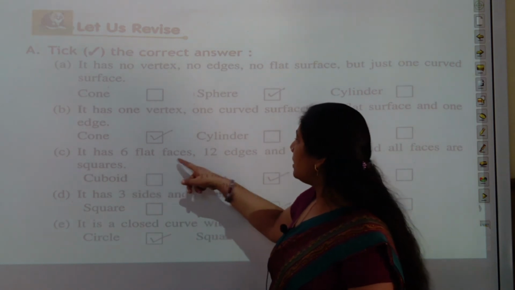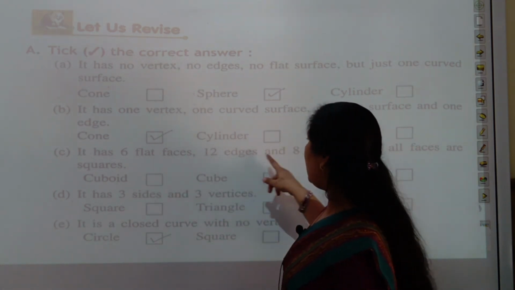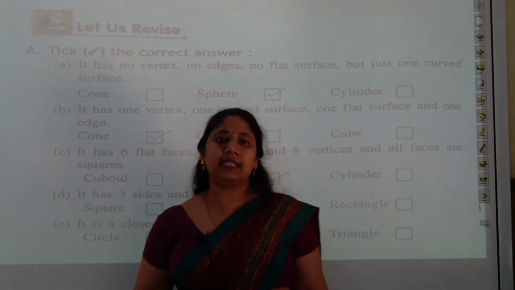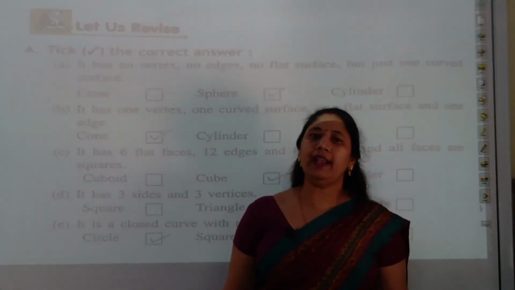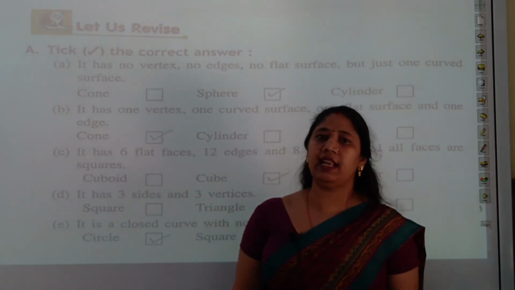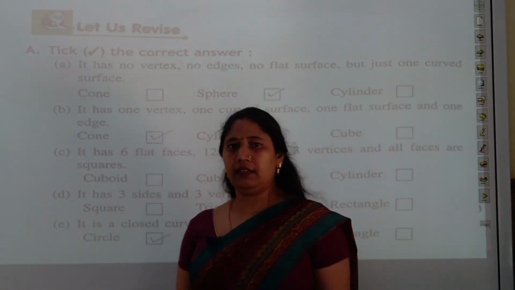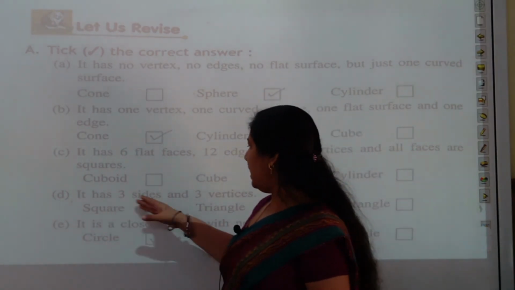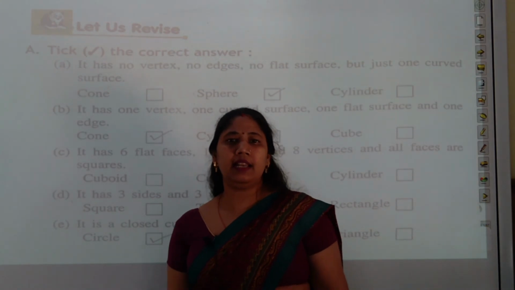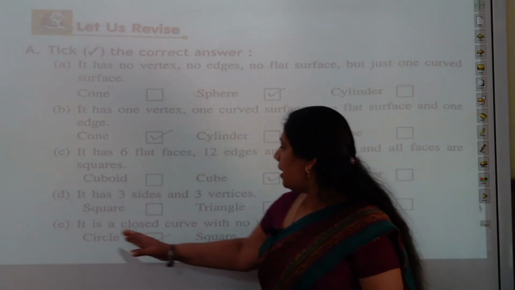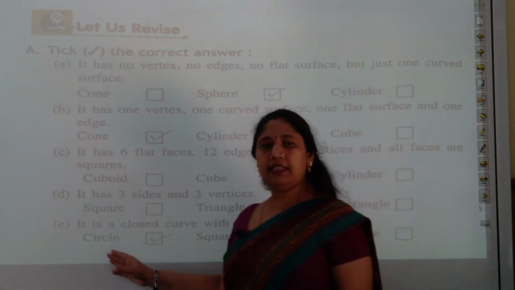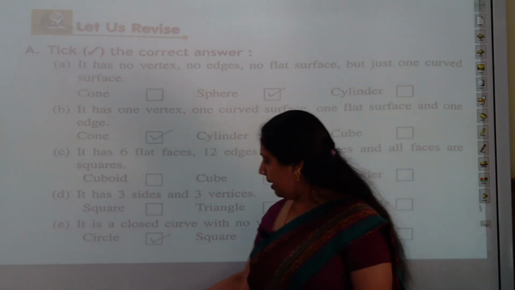It has 6 flat faces, 12 edges, 8 vertices, and all the faces are square. So cube or cuboid? Yes, cube. A cube has all faces in a square shape. It has 3 sides and 3 vertices. So that is a triangle, beta. It is a closed curve with no vertex. That is a circle, like a bangle.